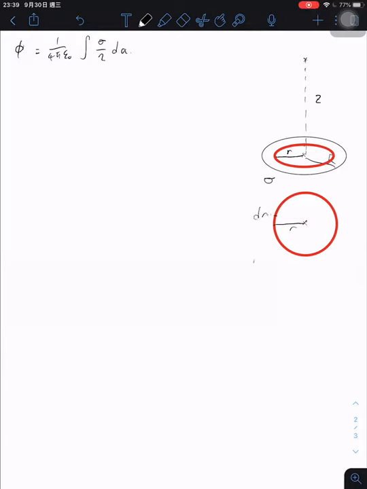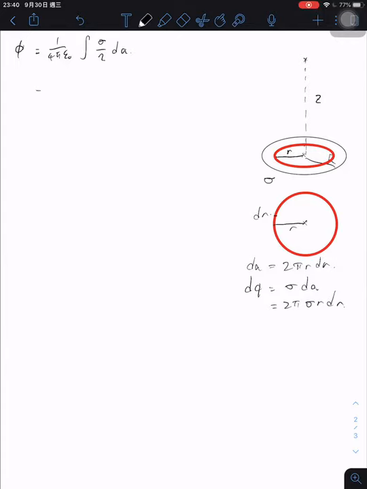The area of the ring is equal to the circumference of the ring multiplied by dr. We can treat this ring as if we cut it at one point and then treat it as a rectangle, with length 2 pi r and width dr. Since the surface charge density sigma is uniform, the charge on this ring equals the area, 2 pi r dr, multiplied by sigma.